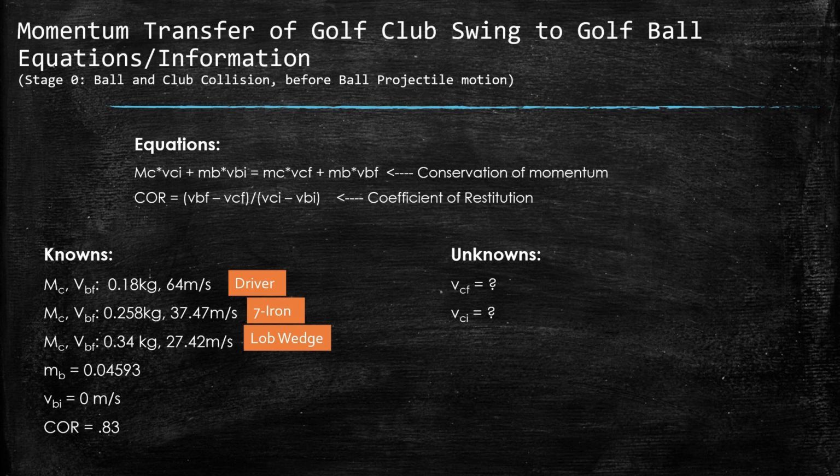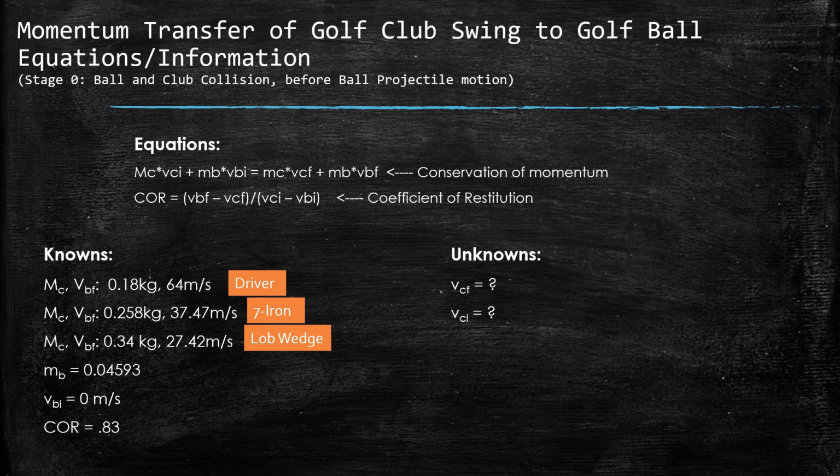Now that momentum transfer of the golf club swing to the golf ball is set up, we can quickly go into our known equations, our knowns, and the unknowns we want to solve for. So we have the equation for conservation of momentum, which we will be using, and the coefficient of restitution. So we know the mass and ball velocity of the driver, 7-iron, and lob wedge, the mass of the ball, the initial velocity of the ball, and the coefficient of restitution. What we want to solve for is the initial club velocity and the final club velocity.